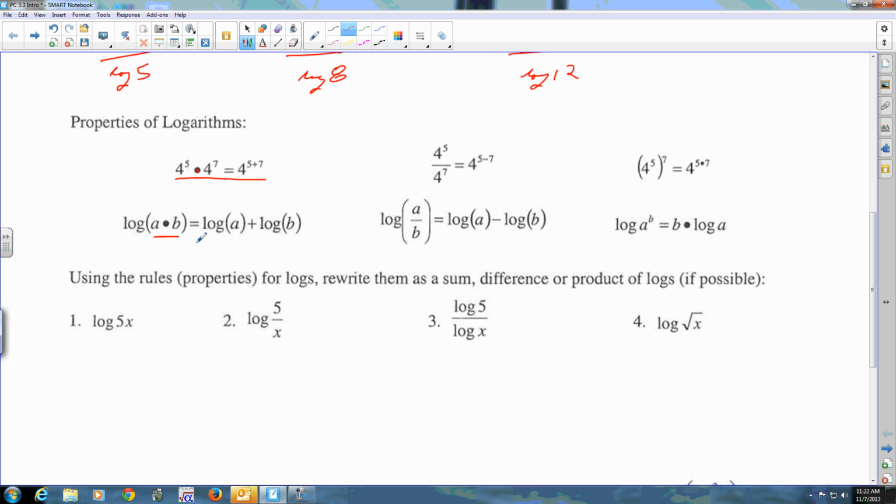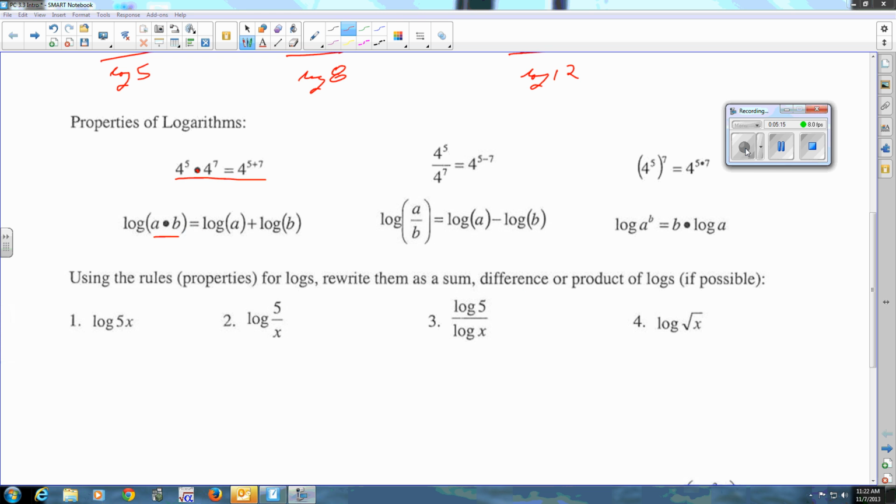When you're multiplying inside a logarithm, sorry guys, I'm going to cough and get a drink. One sec. Sorry about that interruption.